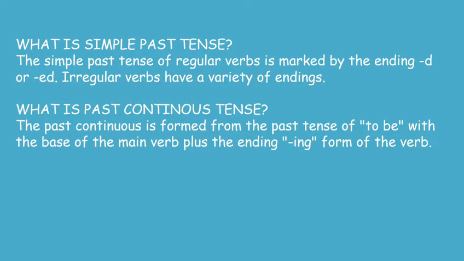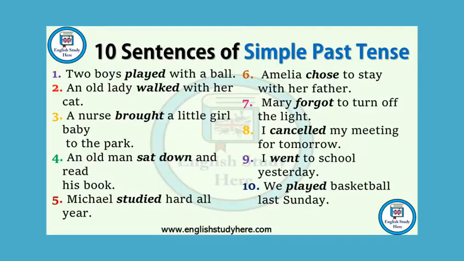Now comes past continuous tense. The past continuous tense is formed from the past tense of to be with the base of the main verb plus the ending ing form of the verb. That means past continuous tense is an ongoing process. What was happening in the past is told in past continuous tense. When we see the examples, you will clearly understand.